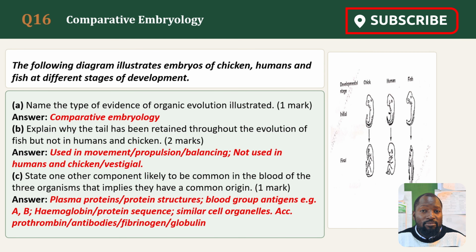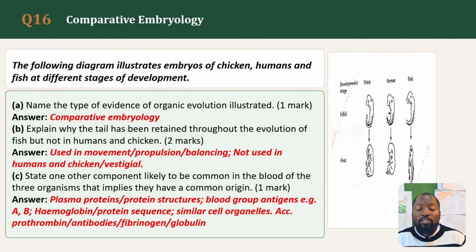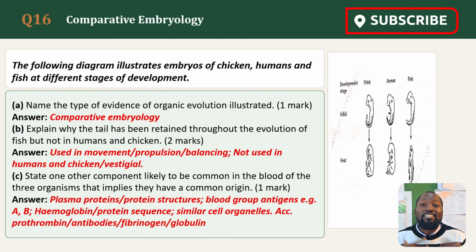And this one comes to the theory of use and disuse. This is because the tail is used in movement and propulsion. But in humans, it's not used. In humans and also in chicken, it's not used. We call it a vestigial organ. So that's why it has been maintained in fish. That one is for propulsion, for movement, so it's under use. But in humans and in chicken, it has become a vestigial organ.